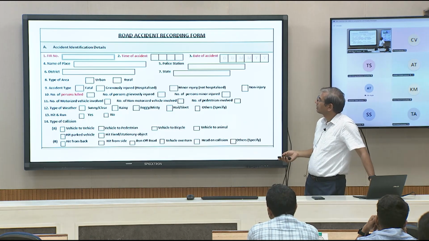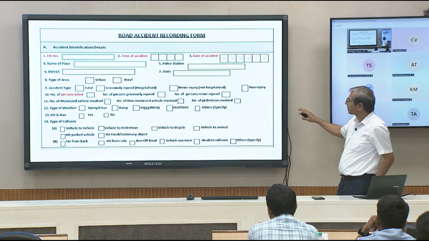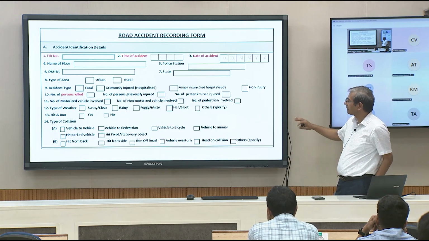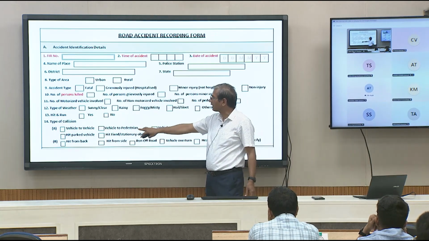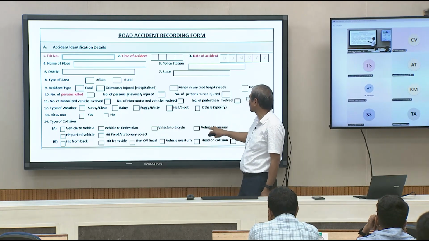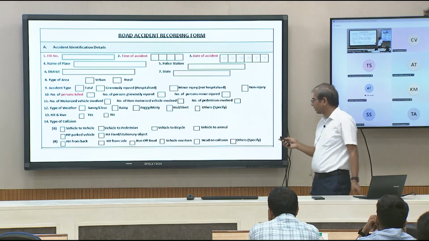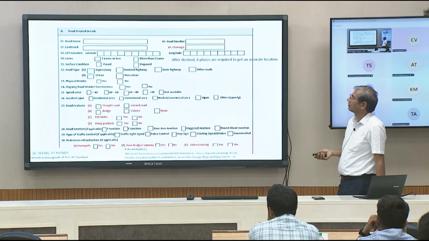Okay. So here that form will now come in more detail. You can read what kind of accident. They had all this detail: vehicle to vehicle, vehicle to pedestrian, vehicle to bicycle, vehicle to animal.